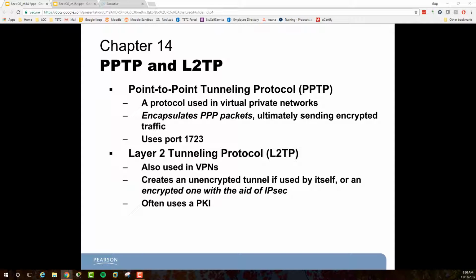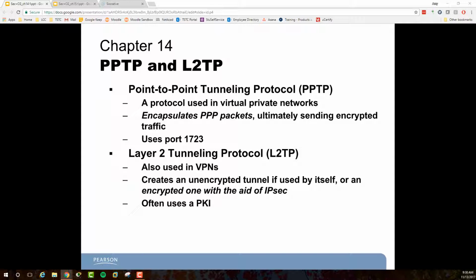Okay, so the first one is a point-to-point tunneling protocol, or PPTP. That's used in VPNs. It encapsulates PPP packets and sends encrypted traffic, and that is on port 1723.